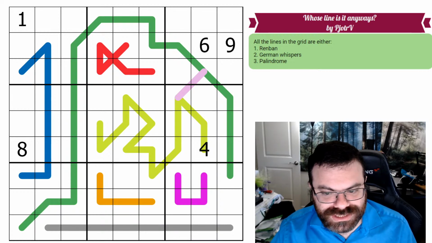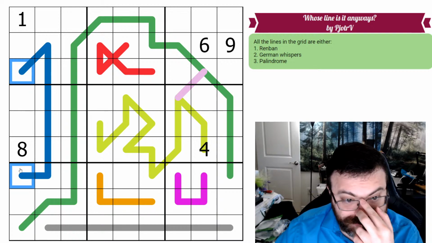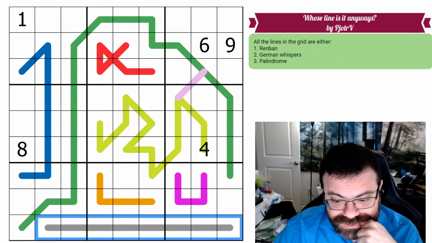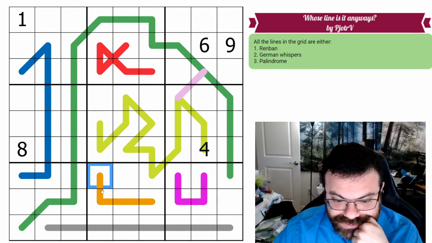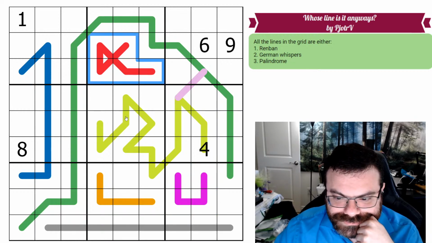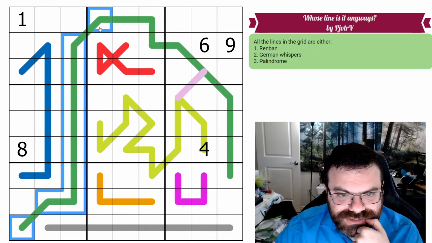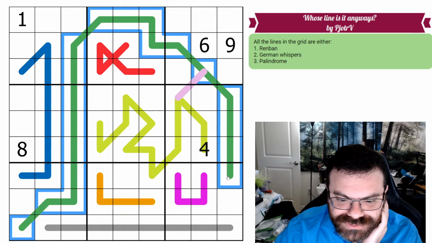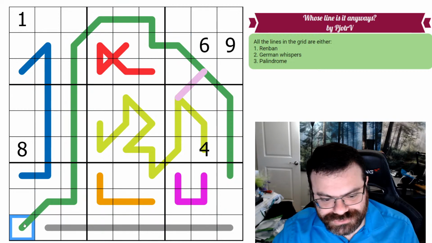I can already tell you that this is not a palindrome. Neither is this one. Neither is this one. Neither is this one. I'm very smart. This one's not a palindrome either. Yeah, I don't think green is a Renban. I'm gonna go out on a limb there and say green is not Renban. So maybe we should look to see whether it's possible for green to be a palindrome.